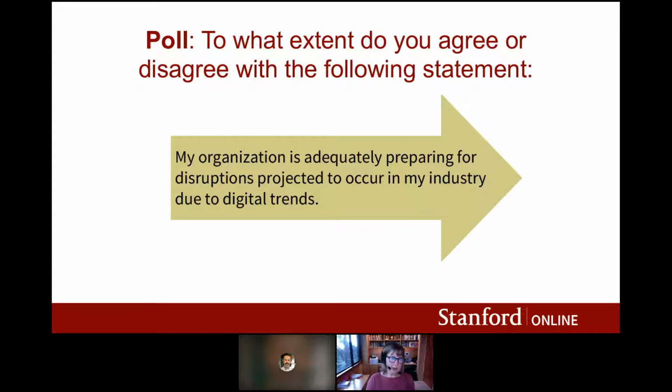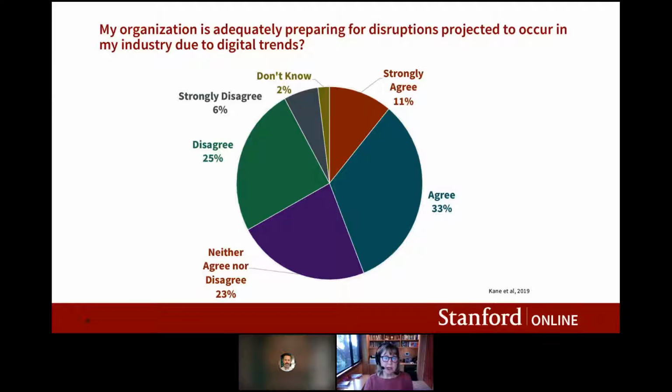Okay, good. So it looks like many people feel like their organizations are preparing and are adequately prepared. Some aren't quite sure, some disagree. It looks like there's quite a bit of confidence out there, which is very encouraging.